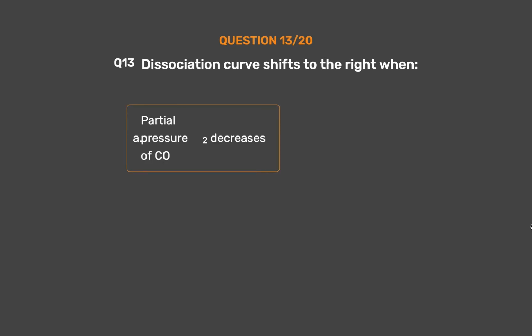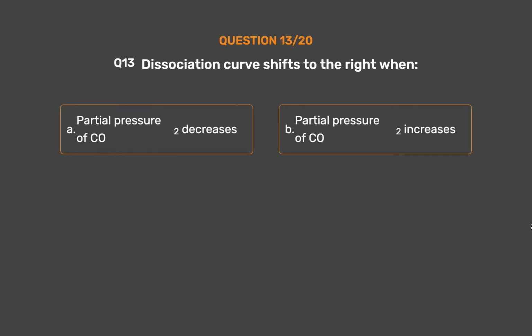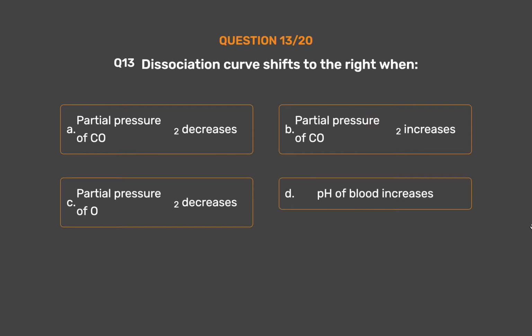Partial pressure of CO2 decreases. Option B. Partial pressure of CO2 increases. Option C. Partial pressure of O2 decreases. Option D. pH of blood increases.